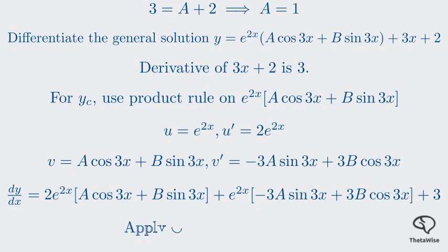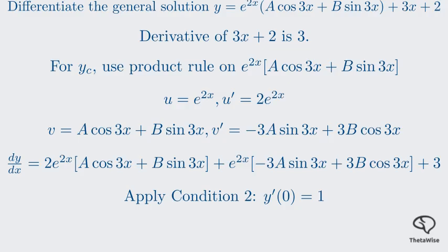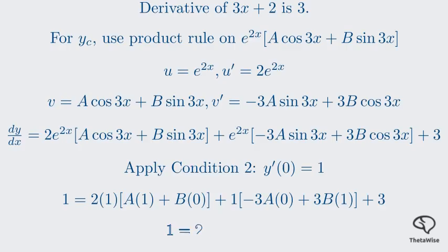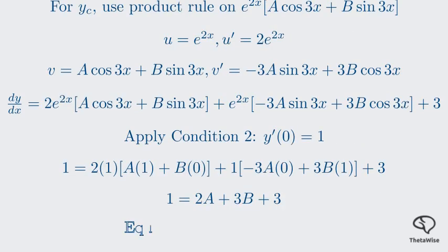Now let's apply the second condition. dy/dx equals 1 when x equals 0. Substitute x equals 0 into this entire expression. The e to the 0 terms are 1, the sin 0 terms are 0, and the cos 0 terms are 1. This simplifies to 1 equals 2a plus 3b plus 3. Rearranging, we get our second equation: 2a plus 3b equals negative 2.